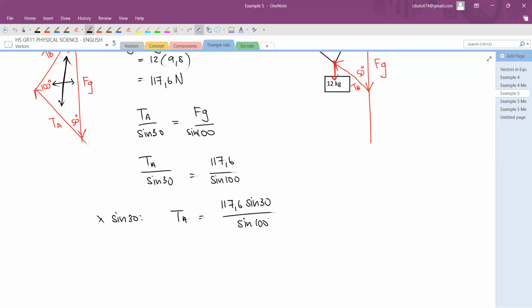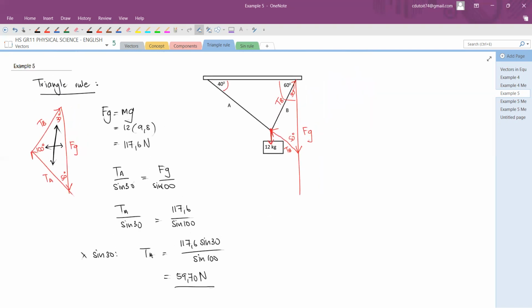I get 59. What do you get? 103,42. Okay, retype it. Please retype that. Okay, now I get 59,70. 59,70 Newton. Okay, good.